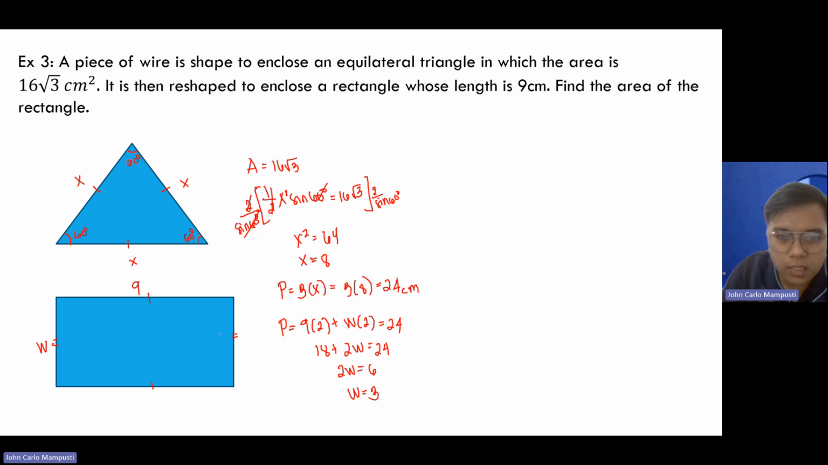So, alam na natin na 3 ito. So, we can get the area of the rectangle. So, the area of the rectangle is equal to length times width. Length natin is 9 centimeter times width natin, which is 3 centimeter. So, therefore, the area is equal to 27 square centimeter. So, this is our answer.